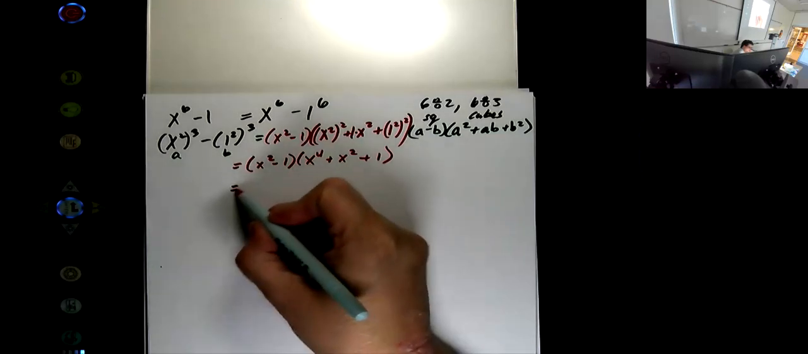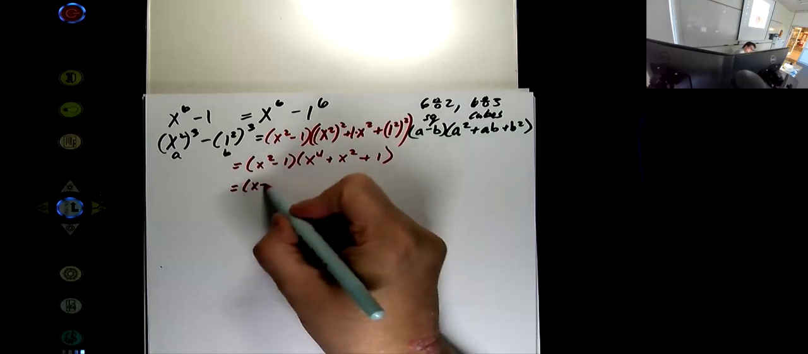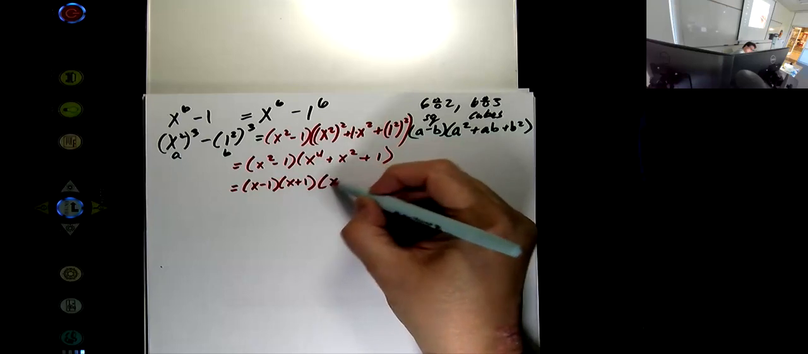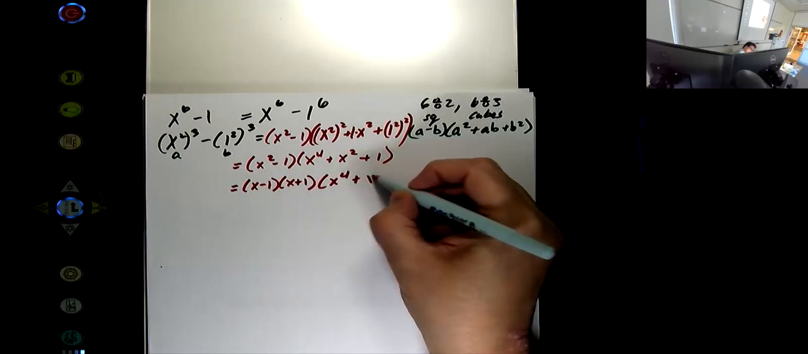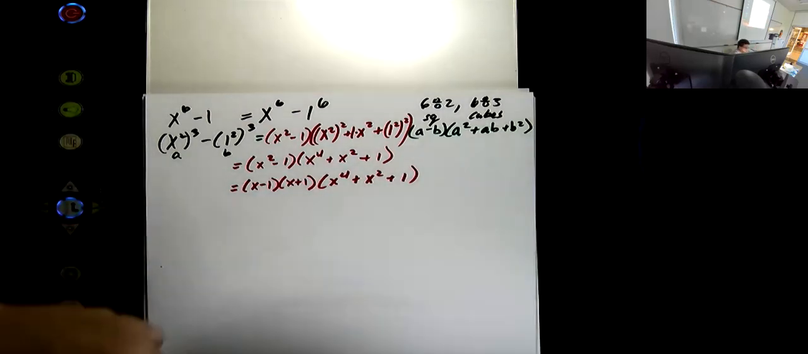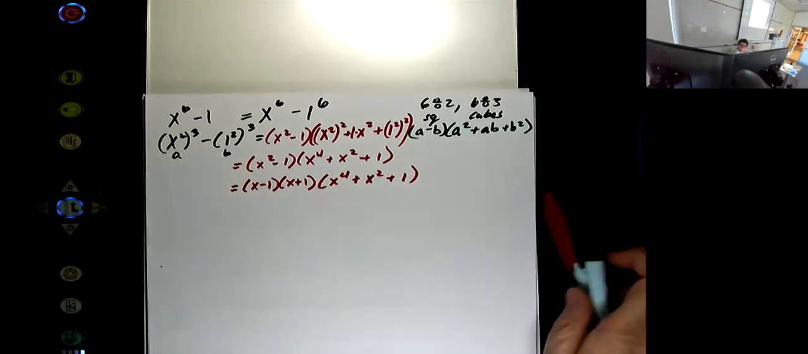And this first one is difference of squares, right? So that could be x minus 1 and x plus 1. And the other one is x to the 4th plus x squared plus 1. I'm not sure how to factor that anymore, so I'm going to stop.